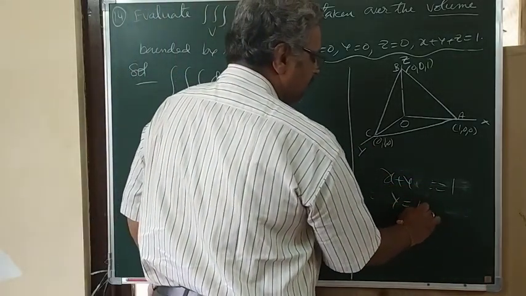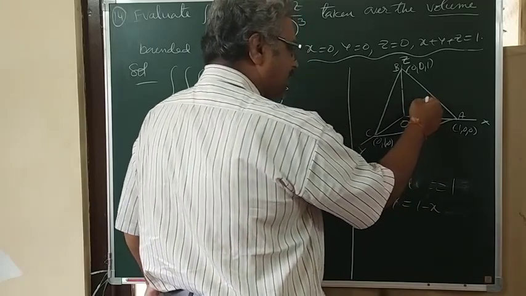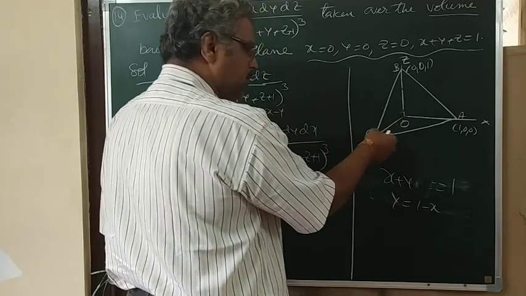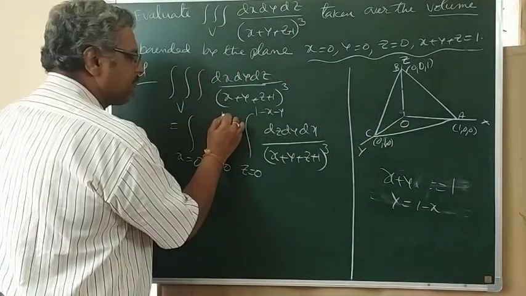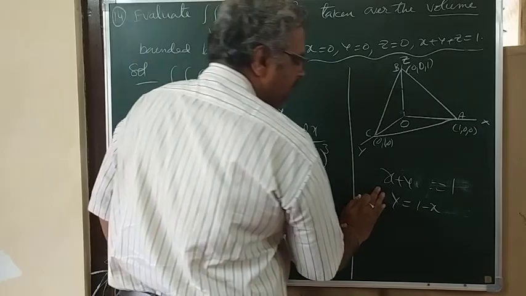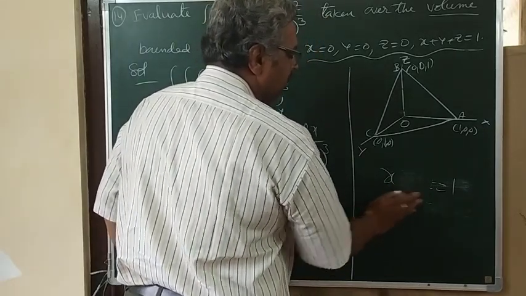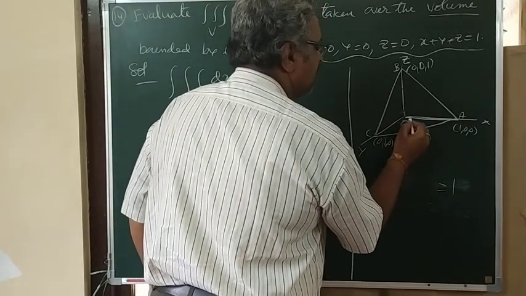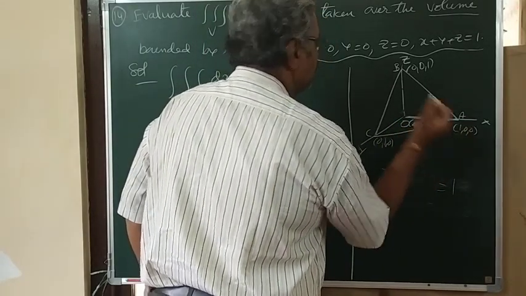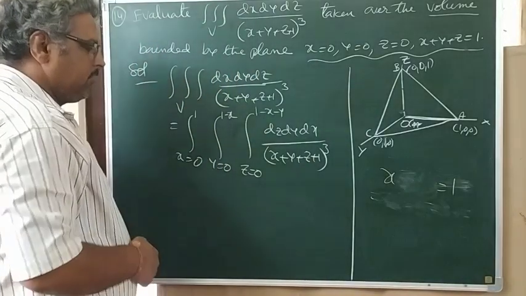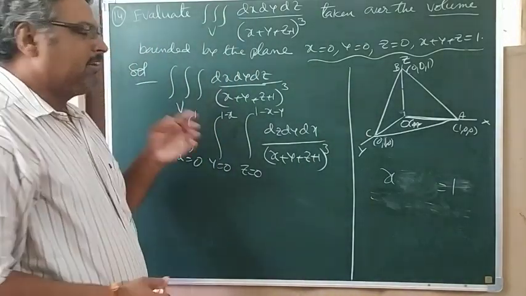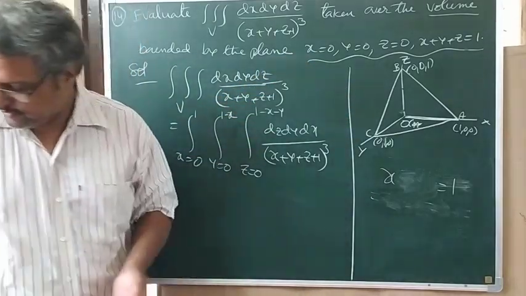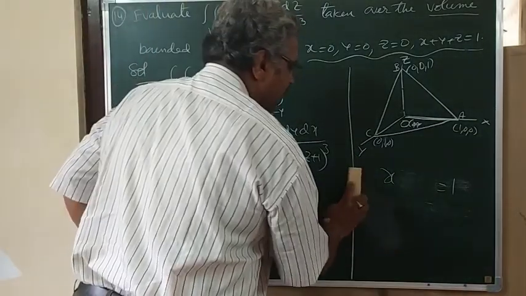Now y equals 1 minus x. This is nothing but along the y-axis, along this side. So y is initially 0, up to 1 minus x. And finally, after finding the y limits, remove y, and x equals 1. So along the x-axis, x is 0 to 1 only. So this is the procedure for taking limits. First identify the region, then find the limits, then finally evaluate the integral.